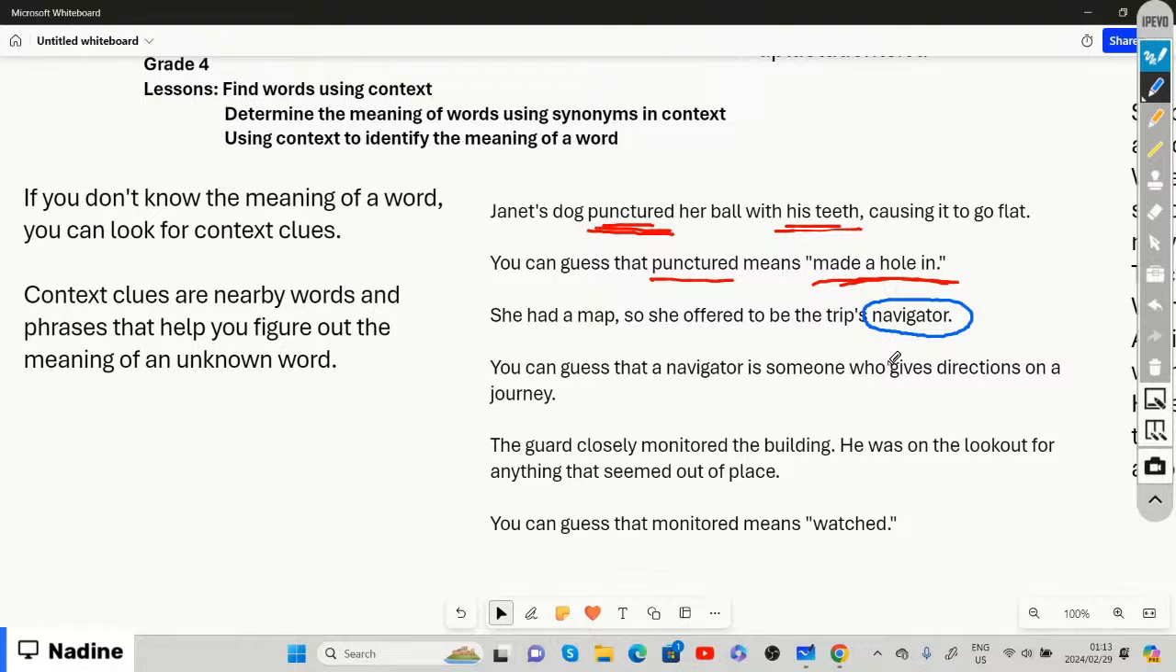Which means that we can guess that the word navigator is someone who gives us direction on a journey. Because remember, a map shows us direction. Unless you are using the navigation on your phone, and then it gives us the direction. But if you're still using the big old paper map, then you are going to have to follow whatever the direction is. But nowadays, GPS is on our phones, and we just follow the direction when we put in the next address. But a navigator means it is to give direction, especially if you're on a journey or on a trip.